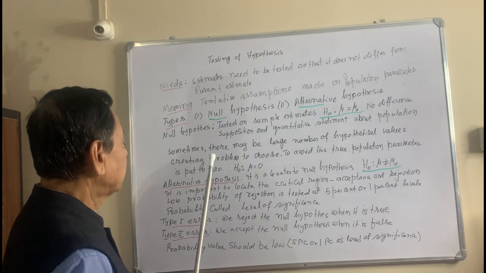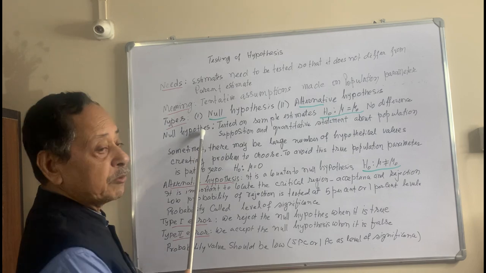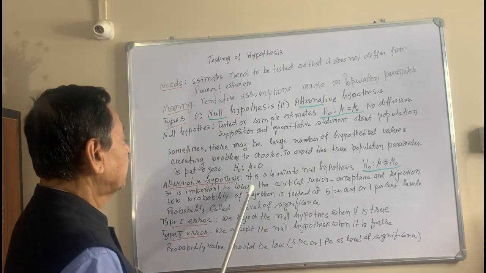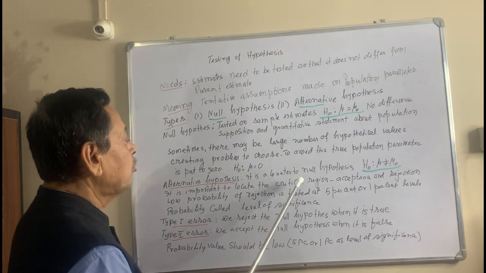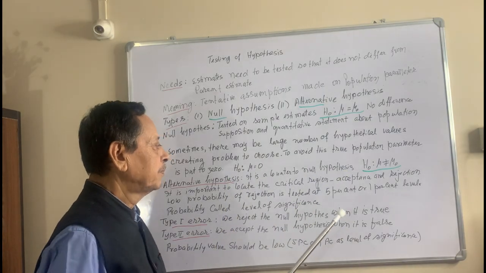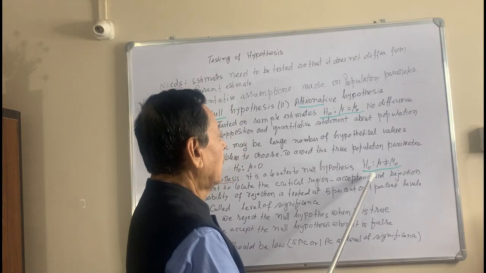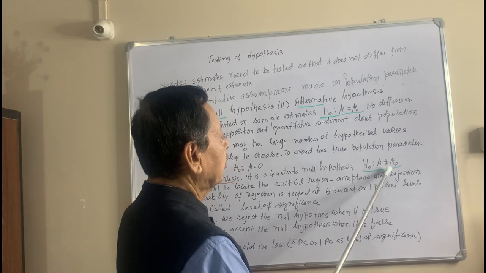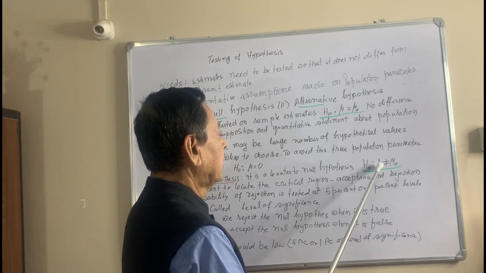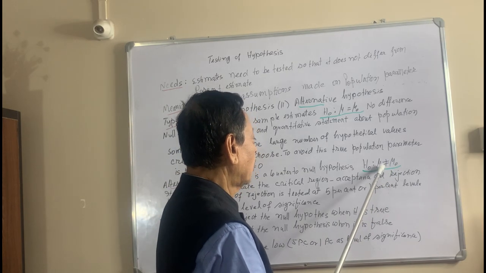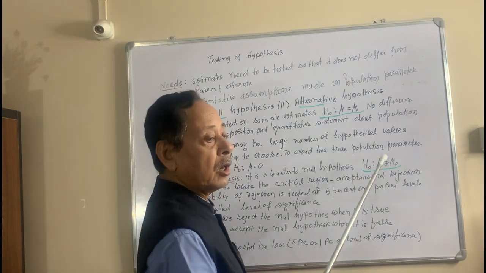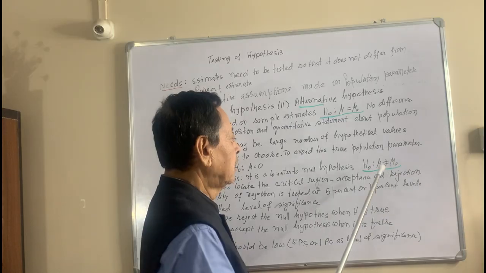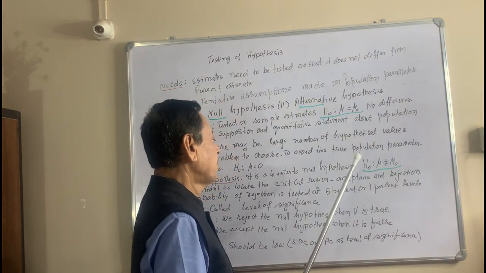Now the alternative hypothesis. This is the null hypothesis and this is the alternative hypothesis. It is a counter to the null hypothesis. This means the alternative hypothesis is mu not equal to mu naught, that the population parameter is not equal to the sample parameters. So it is the alternative hypothesis.